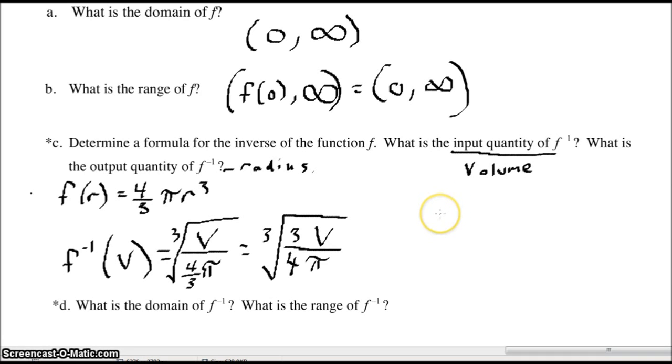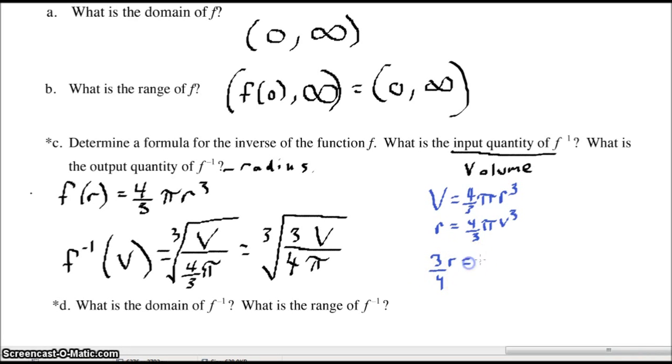Notice f of r is 4/3 pi r cubed. That outputs a volume. Let's swap those. r equals 4/3 pi r cubed, because if we want the inverse function, we need to swap the inputs and the outputs. And let's just solve this equation. To solve, we could multiply by 3/4 and then we could divide by pi.